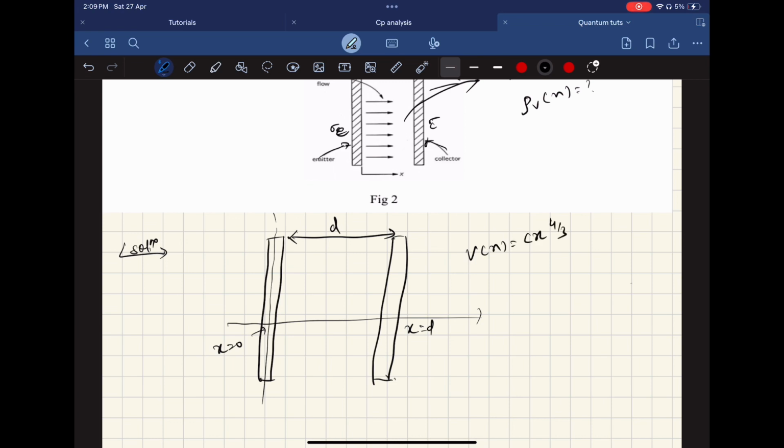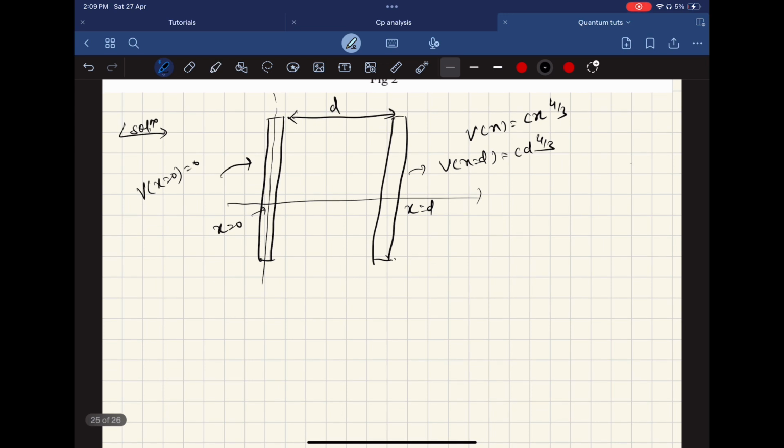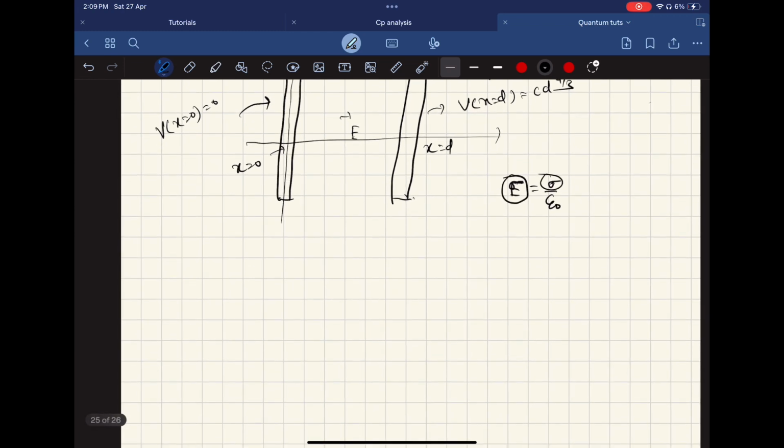So what is the potential here? V of x at x equals 0 is equal to 0. And what is the potential here? V of x at x equals d is equal to C d to the power 4 by 3. Now how can we calculate sigma? We know that the electric field in this region is equal to sigma by epsilon naught. So if we know the electric field in this region, we can easily calculate sigma. So let's calculate the electric field.